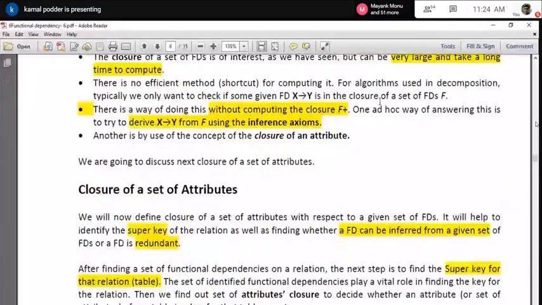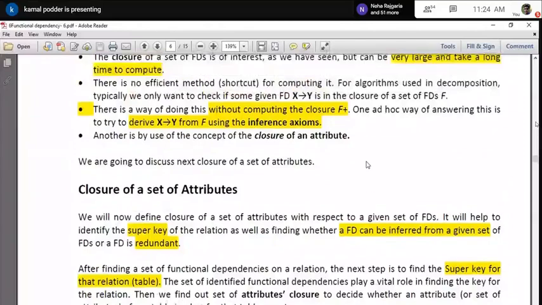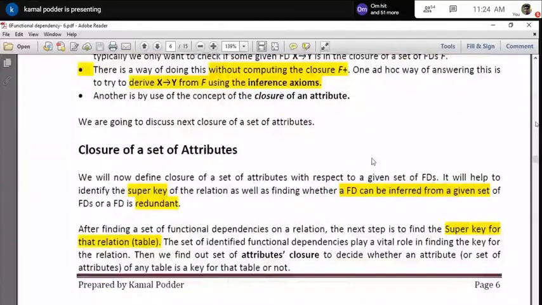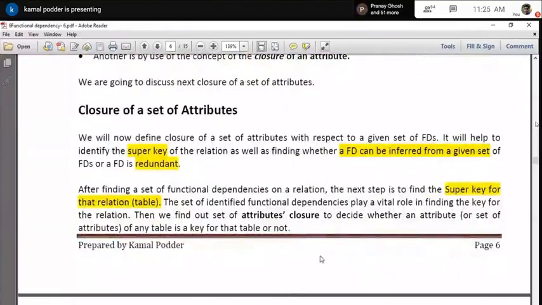Okay, by applying the rule. There is another way of doing that thing, that is called closure of attribute, and that is much more efficient than closure of finding the FDs. Okay, that is basically called the closure of attribute. And in this session, we'll discuss closure of attribute and apply it in a fruitful way to resolve the different issues while designing the database.